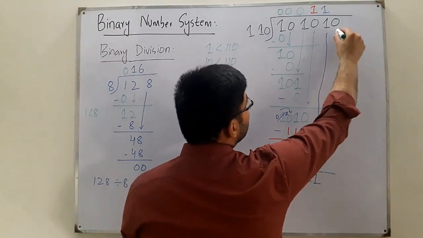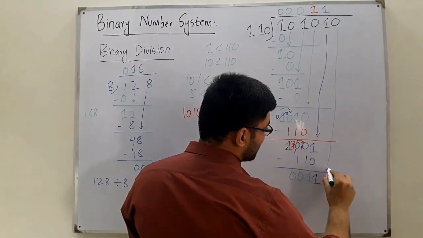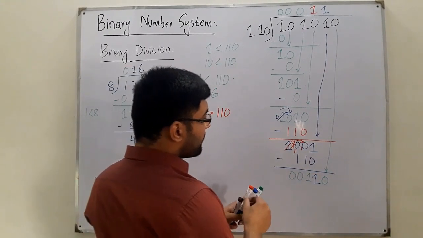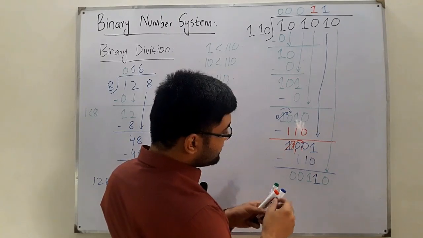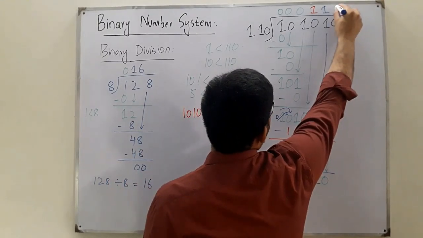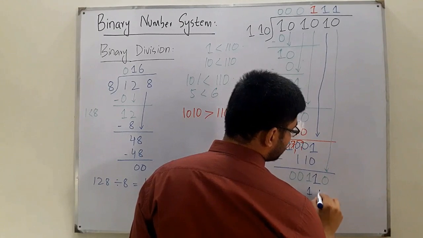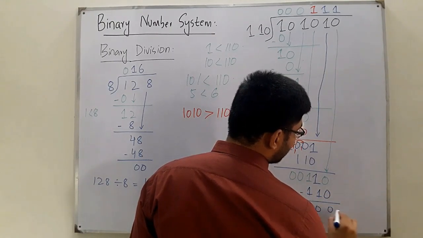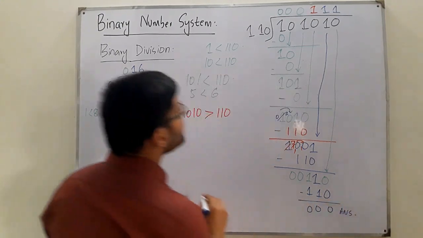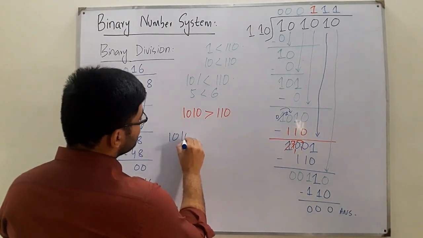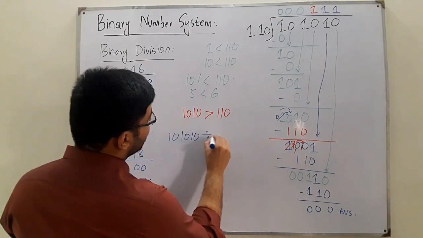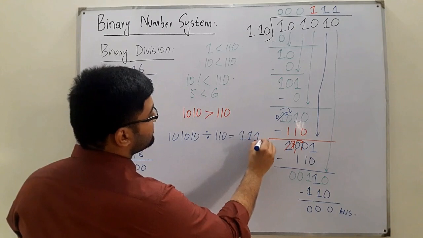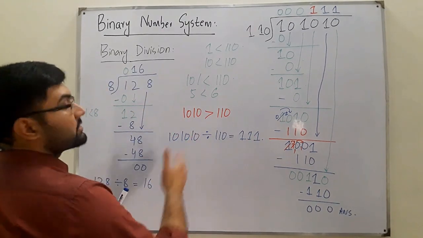So now this final 0 comes down. Okay? And now this is a 1, 1, 0. Now if again I multiply it by a 1, this would be 1, 1, 0, and if you subtract it, this gives you 0, 0, 0, which is the answer. Which means that 1, 0, 1, 0, 1, 0 divided by 1, 1, 0 gives you 1, 1, 1. We can neglect the zeros at the left.